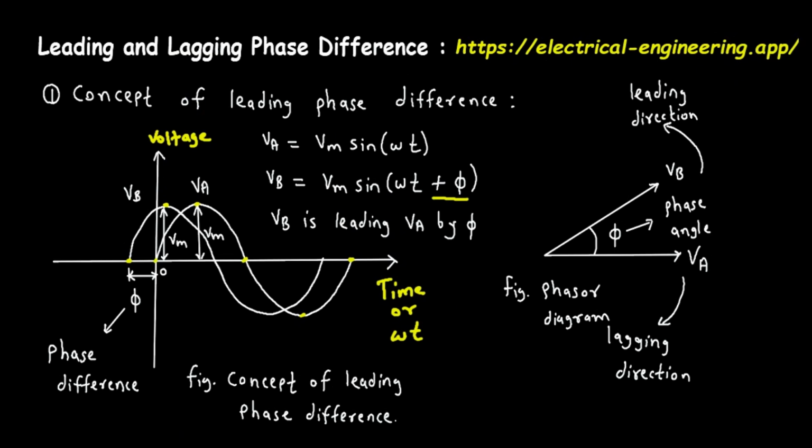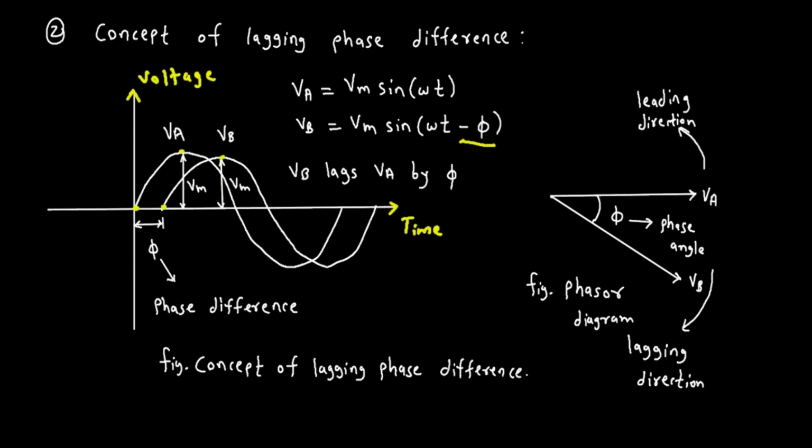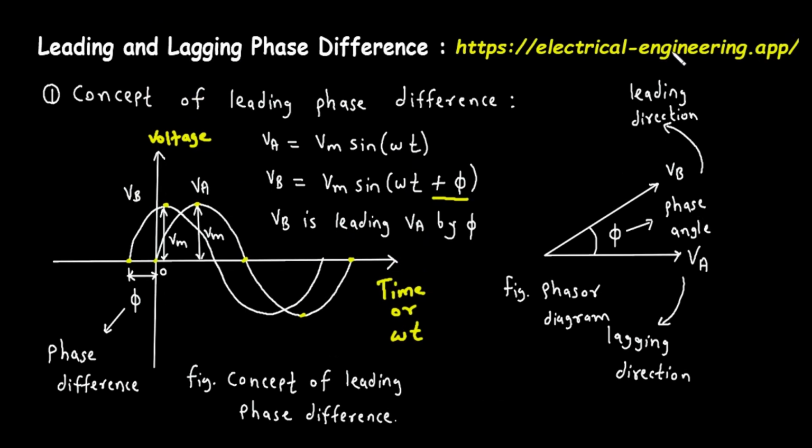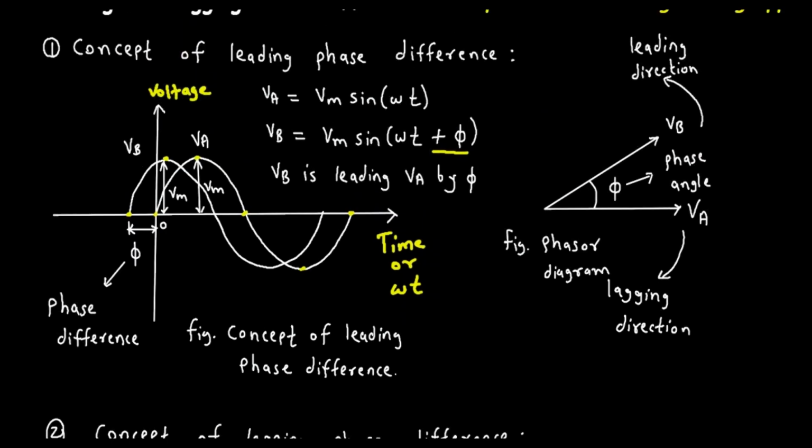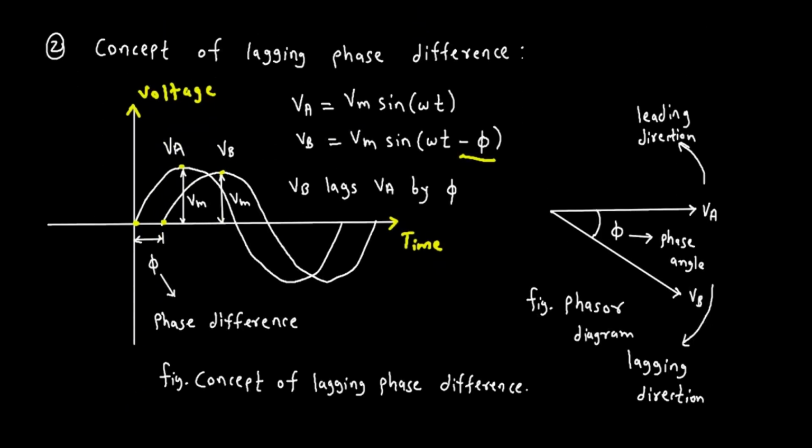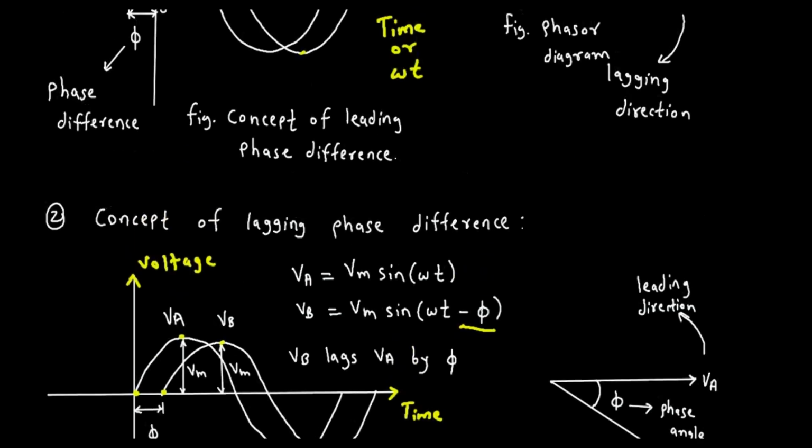Leading and lagging are relative terms that describe the timing relationship between two waves of the same frequency. If a wave is leading, it means it's ahead in its cycle. This is represented by a plus phi in its mathematical equation, a shift to the left on the time graph, and a counterclockwise rotation on a phasor diagram. If a wave is lagging, it means it's behind in its cycle. This is represented by a minus phi in its equation, a shift to the right on the time graph, and a clockwise rotation on a phasor diagram.